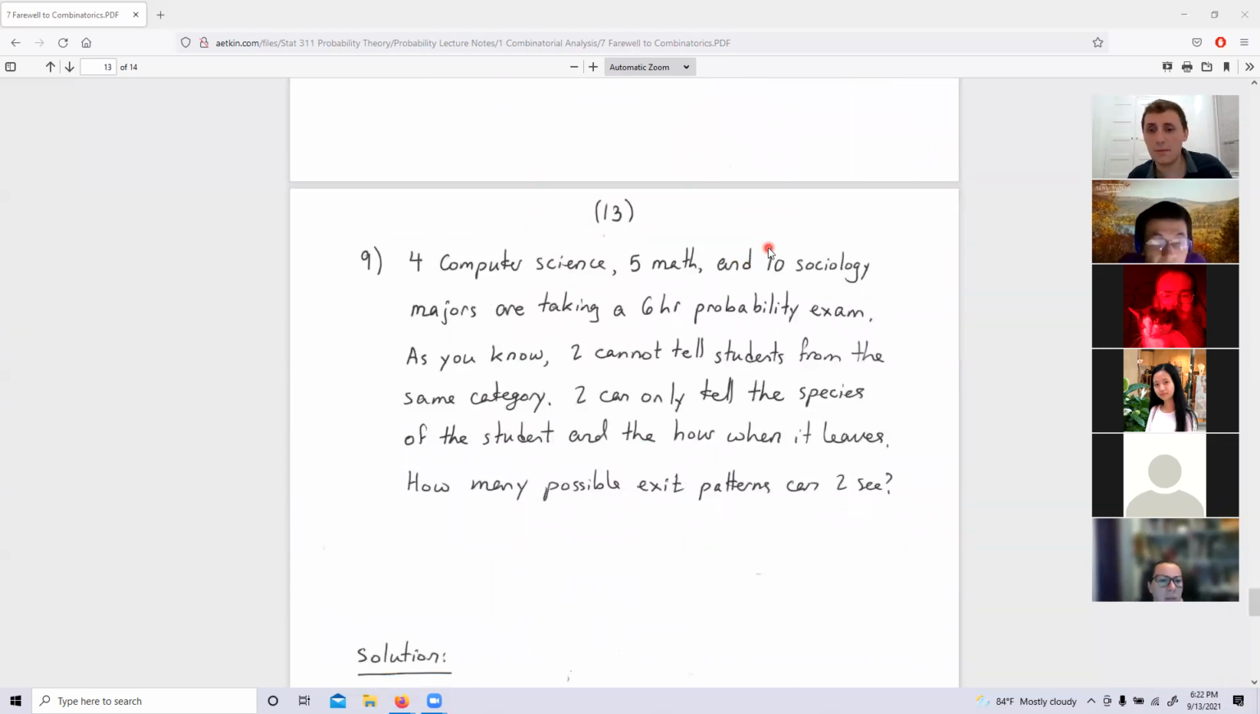Here is one other question. 4 computer science, 5 math, and 10 sociology majors. Second, a question.